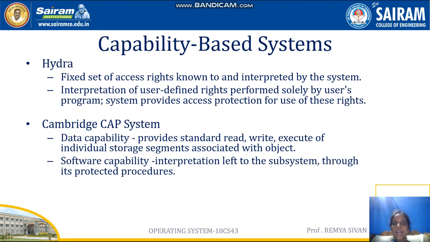And the next topic is capability-based systems. The two examples are Hydra and the Cambridge CAP system. Hydra has a fixed set of access rights known to and interpreted by the system, and interpretation of user-defined rights is performed solely by the user program. The system provides access protection for the use of these rights. And the next one is the Cambridge CAP system. Here a data capability provides standard read, write, execute of individual storage segments associated with an object. And for software capabilities, interpretation is left to the subsystem through its protection procedures.